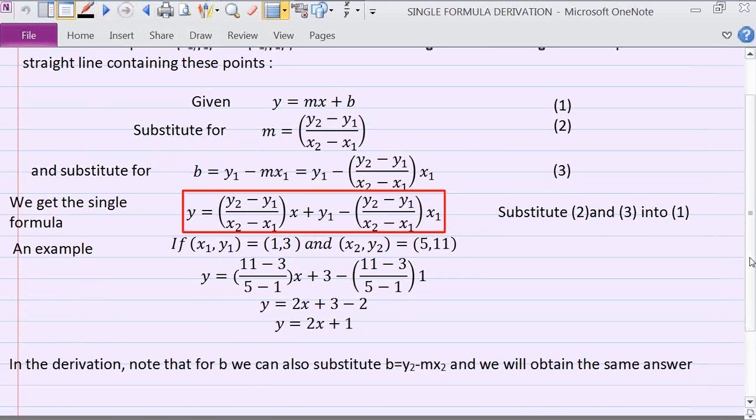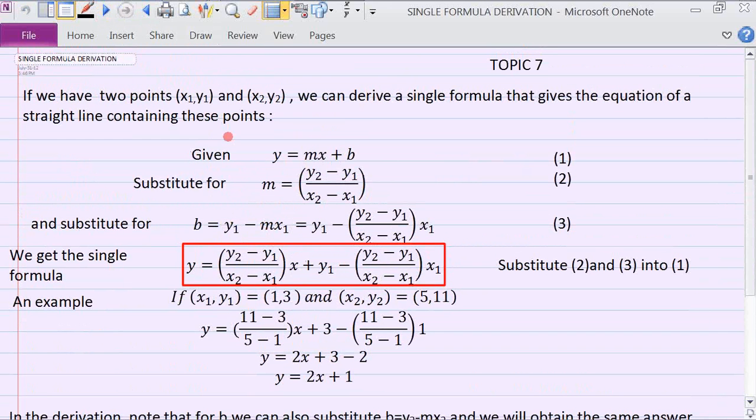Now, just to finish up here, if we have 2 points, we can derive a single formula that gives the equation of a straight line connecting these points. In other words, what we've done here is usually to calculate M and then use one of the ordered pairs to calculate B. But we could set up one formula. What do I mean? Here's the formula that we want to set up right here.